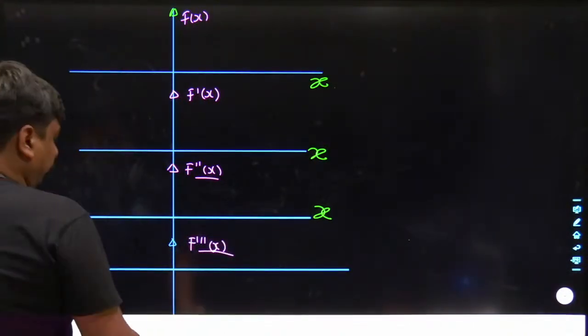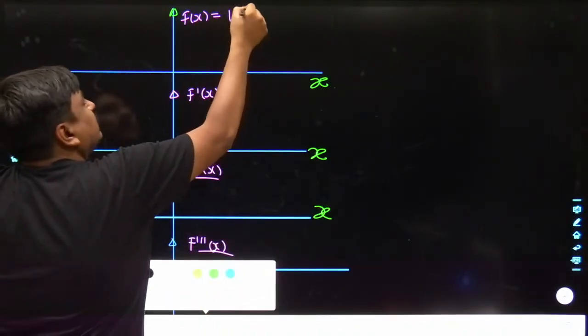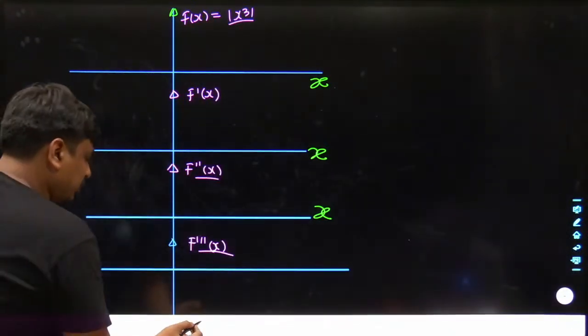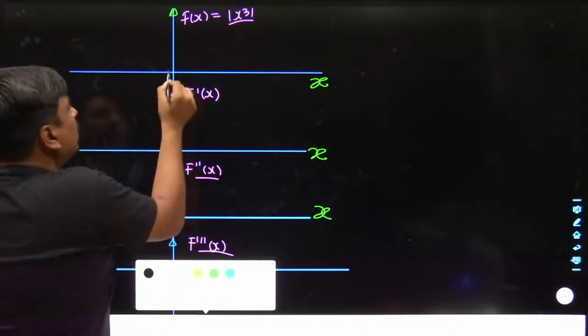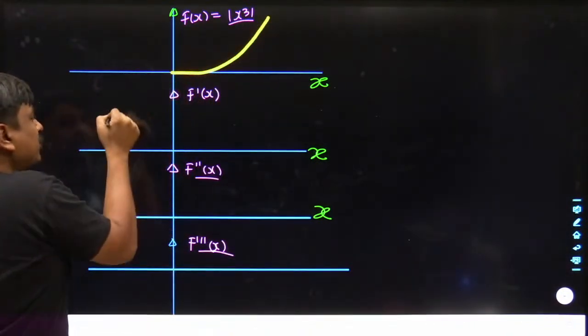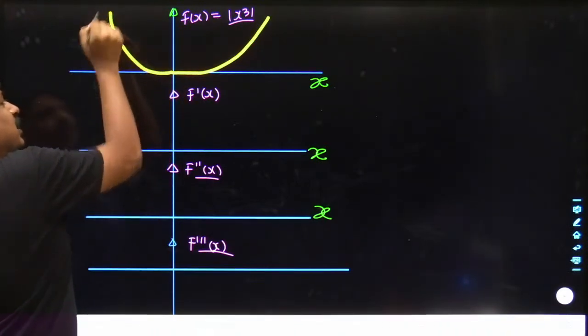What was the f of x? The f of x was mod of x cube. You can write mod of x raised to 3. How would the curve look like? The curve would be sort of this. You can draw it by yourself. It has to come all the way towards the downside if it is just x cube, but because of the mod, it would just get flipped towards the upside.